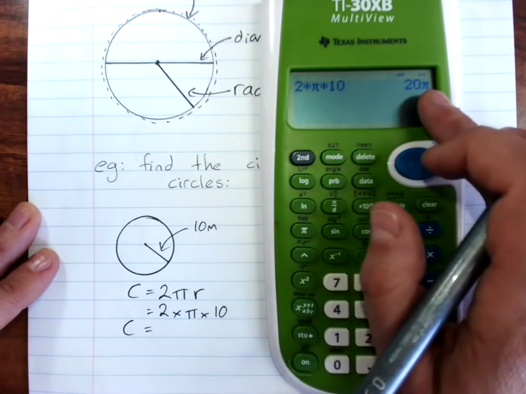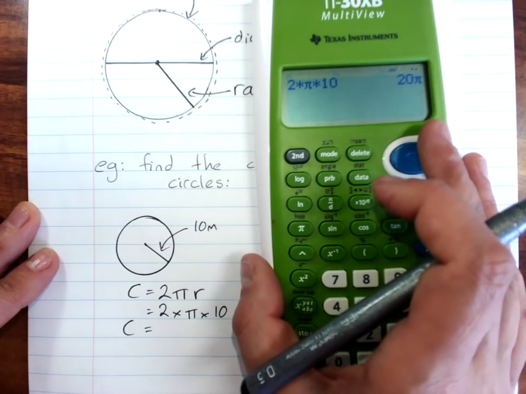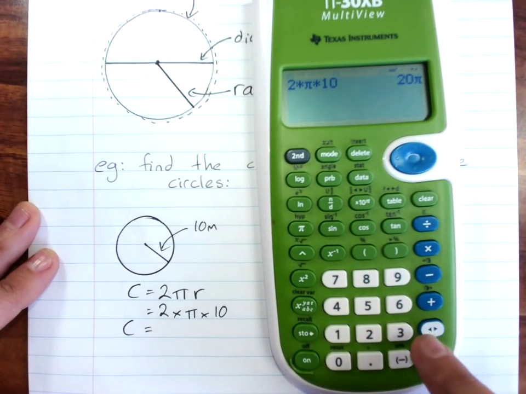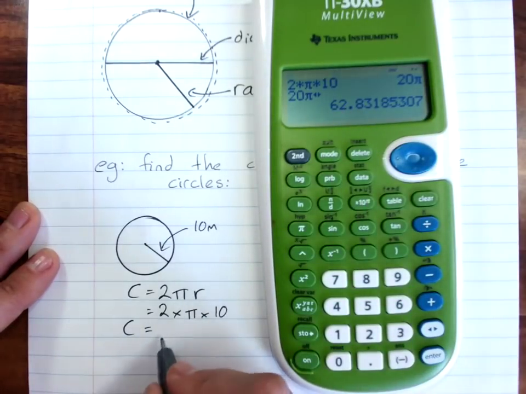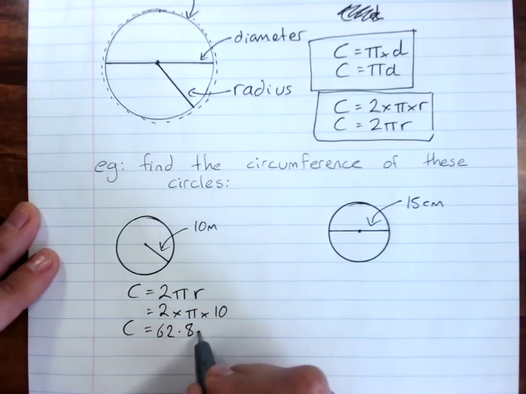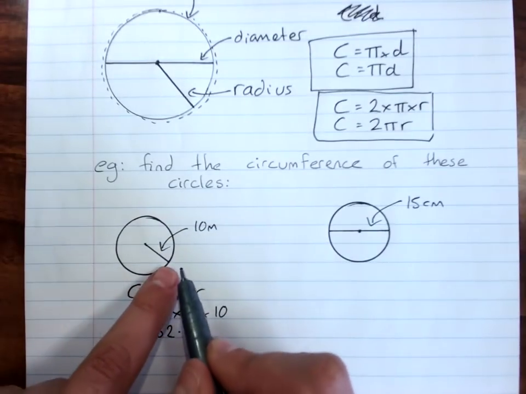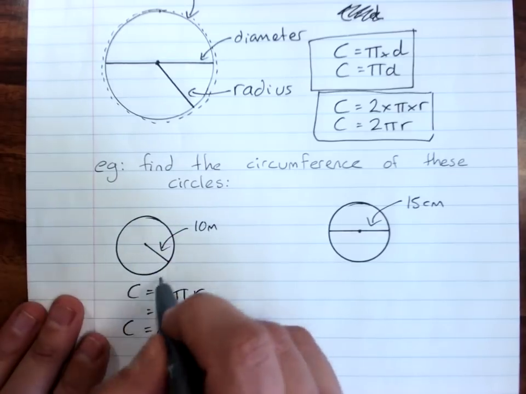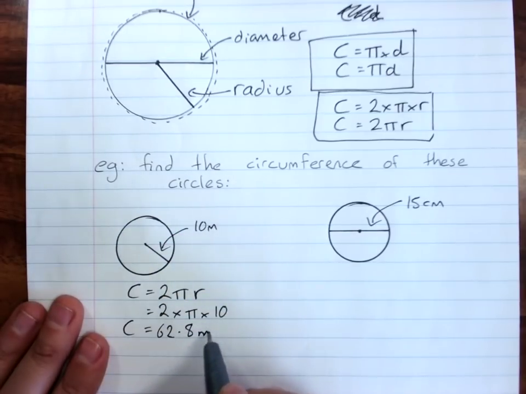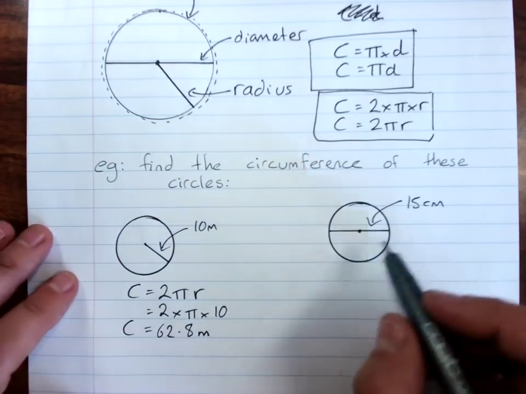And now it says that's actually just 20 times pi. You might have to push the arrow key and say I wanted a decimal answer. And it's 62.8, and that's meters. We're only measuring distance. It's distance around the outside. We're not measuring the squares that it takes up, so we're not measuring meters squared. Circumference is just distance, just meters.